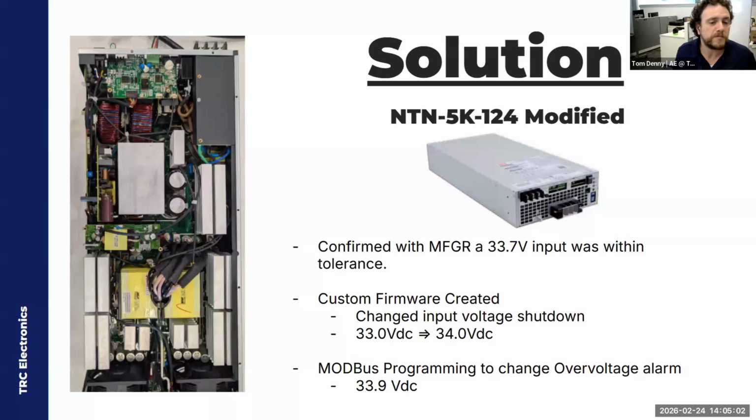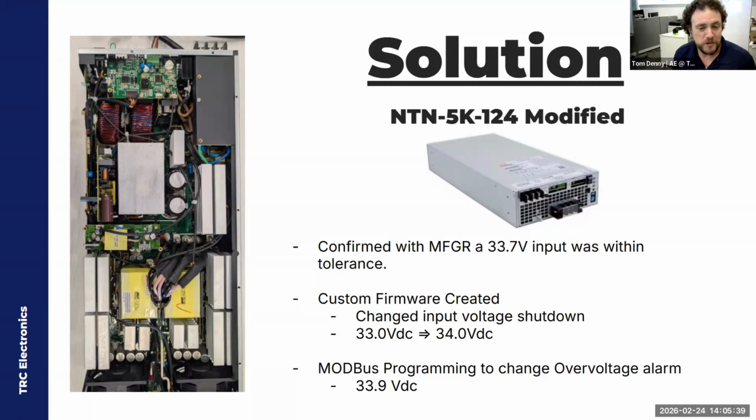So we had a custom firmware created where we changed the shutdown voltage. Normally, if you applied above 33 volts to this inverter, the entire thing would shut down. So when the customer was taking the batteries right off the charger and putting them right into the inverter, even though it was up there at 33.7 volts for a moment or two before it started discharging, it would shut down the inverter and it would no longer discharge. So we're able to change that shutdown limit to 34 volts DC.